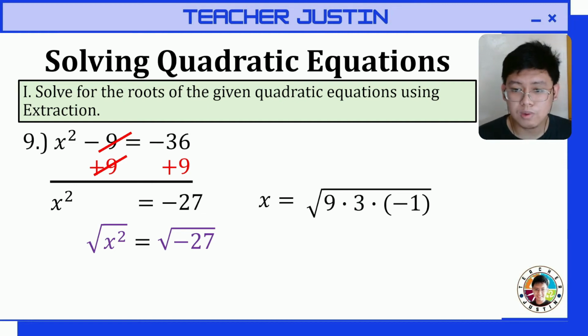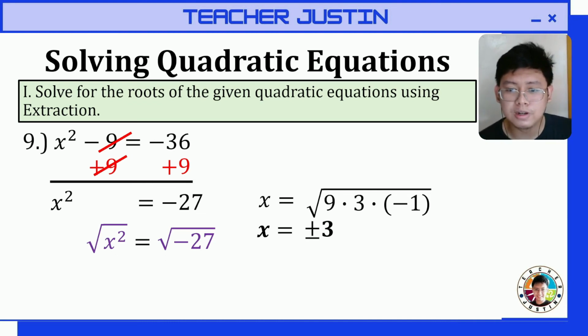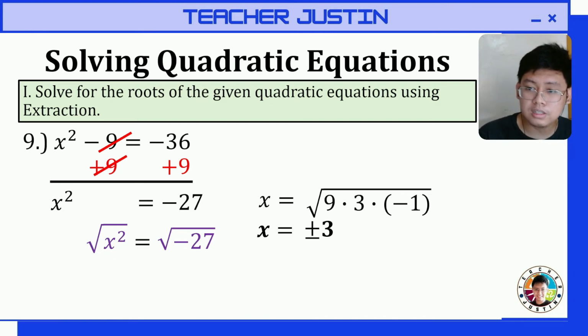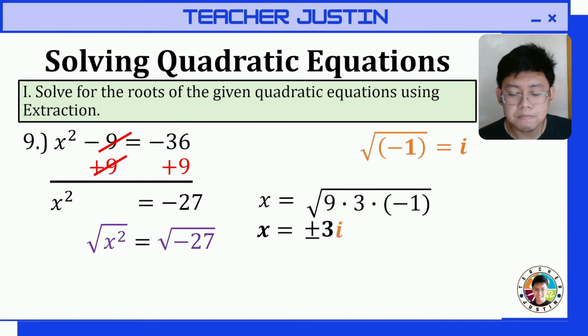Now, let's get the square root of each factor. So, we have x is equal to, the square root of 9 is positive negative 3. Take note that every time we get the square root of a number, we get the positive and negative roots of that number. Tapos, we know that square root of negative 1 is equal to i. So, lagay natin dito, i. Tapos, yung square root of 3 will be square root of 3 pa rin. Kasi hindi na natin siya pwedeng i-simplify.